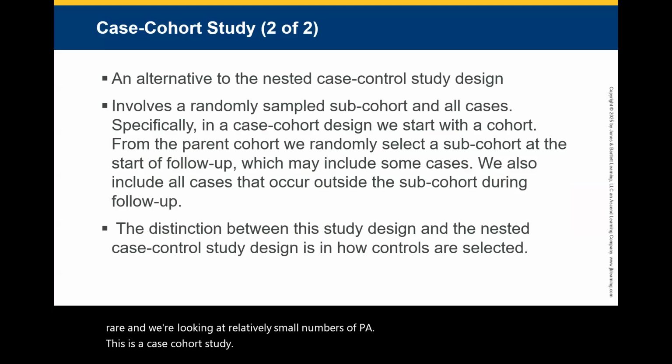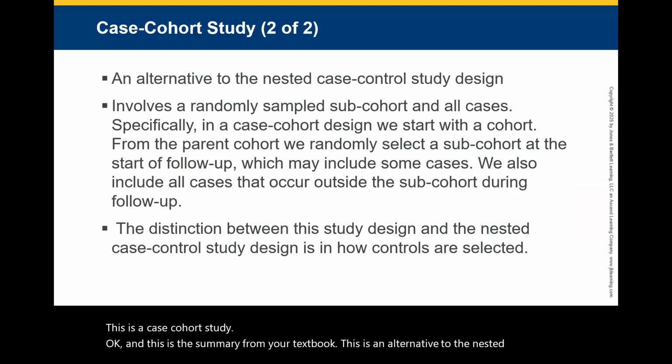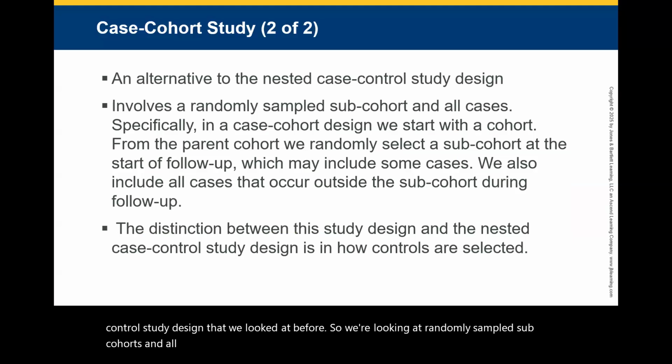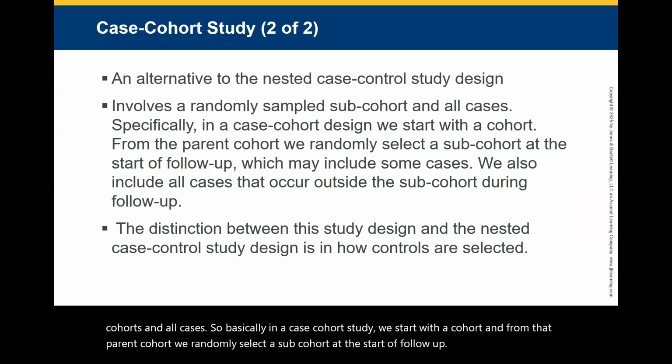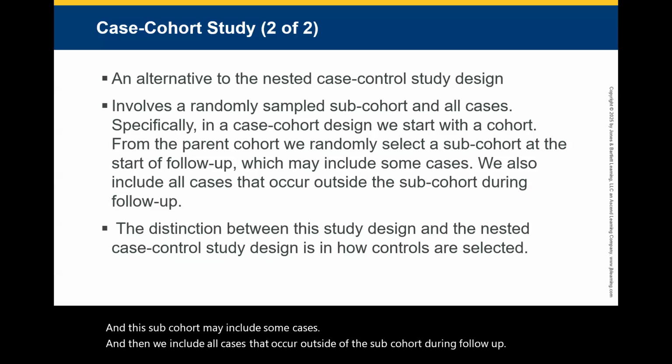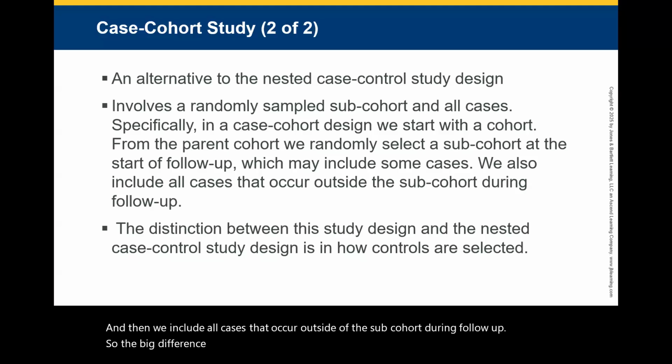So we're looking at randomly sampled subcohorts and all cases. Basically, in a case cohort study, we start with a cohort. From that parent cohort, we randomly select a subcohort at the start of follow-up. This subcohort may include some cases. And then we include all cases that occur outside of the subcohort during follow-up. So the big difference between this and the nested case control study that we talked about before is how these controls are selected.